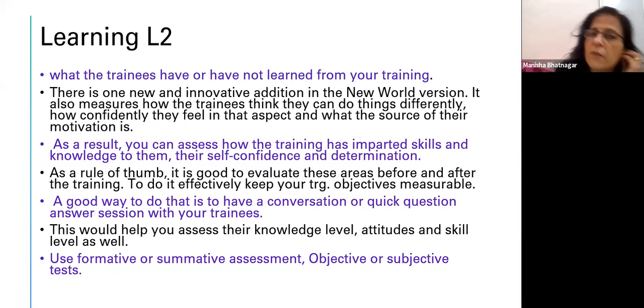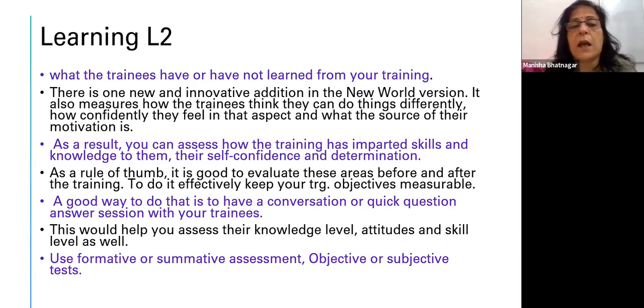If you're doing the evaluation about learning, then the first and foremost thing is what did the trainees learn or not learn. There is one new and innovative addition in the New World version of Kirkpatrick. It also measures how the trainees think they can do things differently, how confidently they feel in that aspect, and what the source of their motivation is. As a result, you can assess how the training has imparted skills and knowledge to them, their self confidence, and determination. So your questionnaire should be built around this.